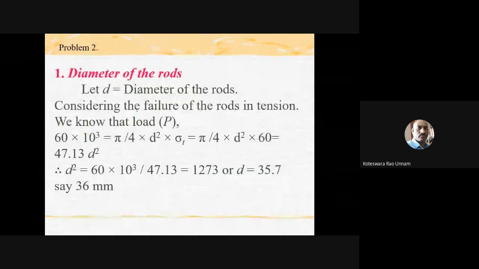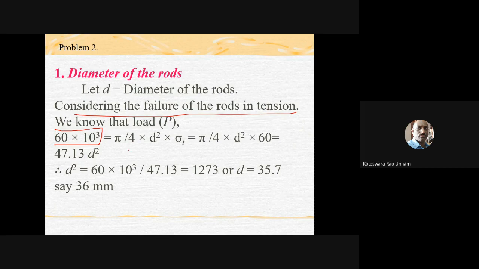Considering the failure of the rod in tension, your failure equation is the applied load, which is given as 60 into 10 cube newtons. It should be equal to the tensile strength of that rod, that is pi by 4 d square into sigma t. Sigma t is given as 60. So the only unknown is d. If you solve that, you will get d equal to 35.7 mm, or let us round that to 36 mm. So d is known to us now.